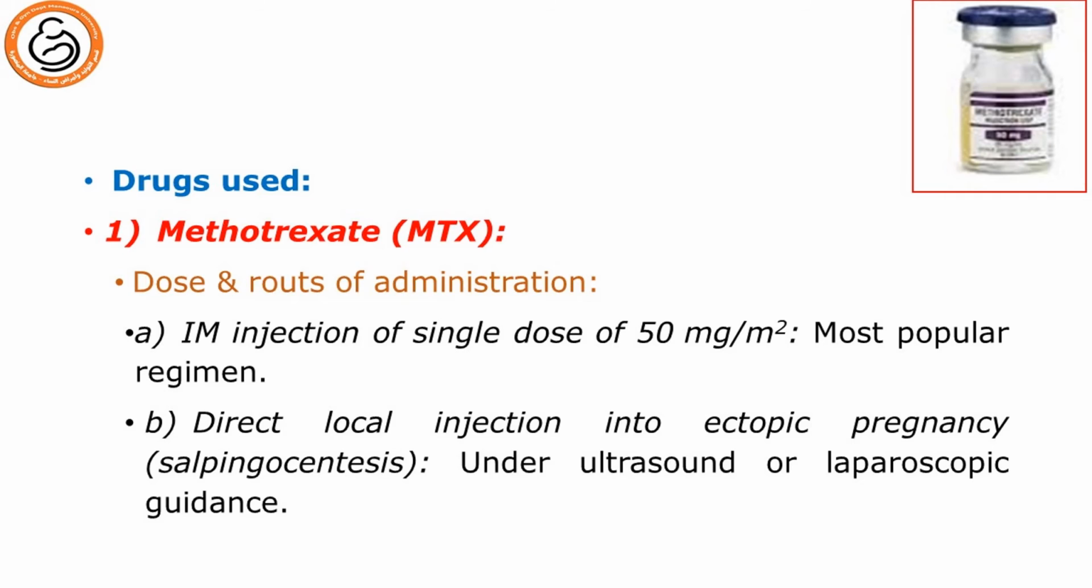The used drug is methotrexate. We can give an intramuscular injection of a single dose, 50 milligrams per meter square, the most popular regimen. We can give it either as direct local injection into the ectopic pregnancy or intramuscularly. Under ultrasound guidance or laparoscopy, we can inject methotrexate directly into the ectopic pregnancy, which is called salpingiocentesis.